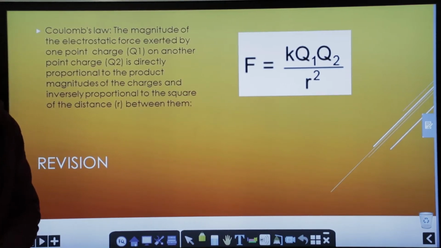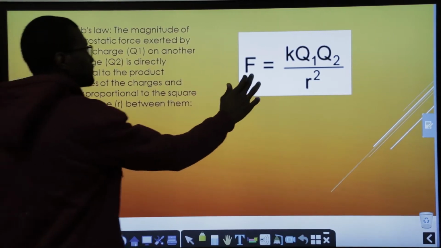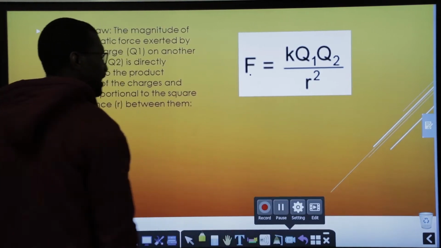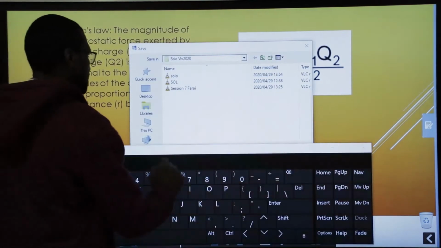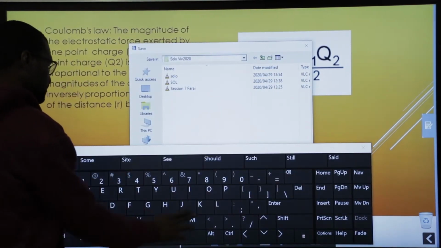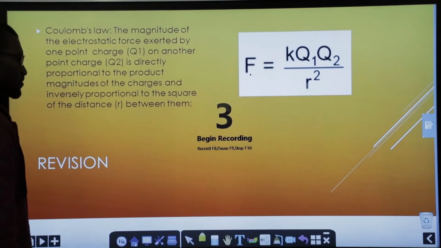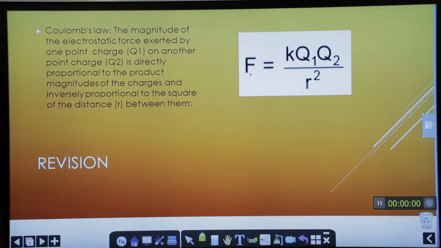In your exam paper, at the back, there will be formulas on electrostatics, and one of them states that F is equal to K multiplied by Q1 multiplied by Q2 over R squared. Now, it is very important for you to understand what each aspect of this equation represents.